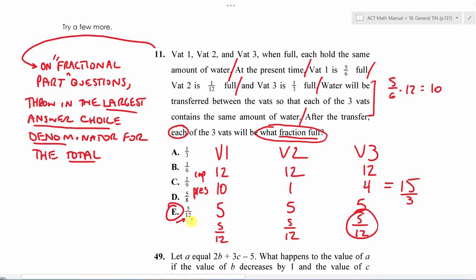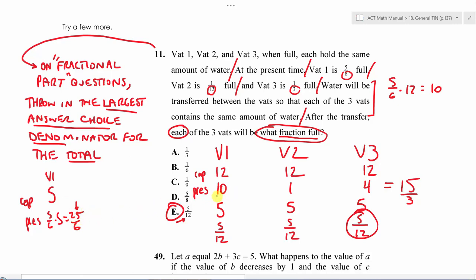One, why did we choose the largest answer choice denominator? The reason is that the largest answer choice denominator will tend to play very nicely with the fractions, and more specifically the denominators, that we were given in the question. If we were to choose a random number like 5, let's say vat 1 has a capacity of 5. Well, 5/6 of 5, okay, so this would be our capacity. At present time, this would be 5/6 of 5, which is 25/6. We can use this number. It's fine. We have a calculator.